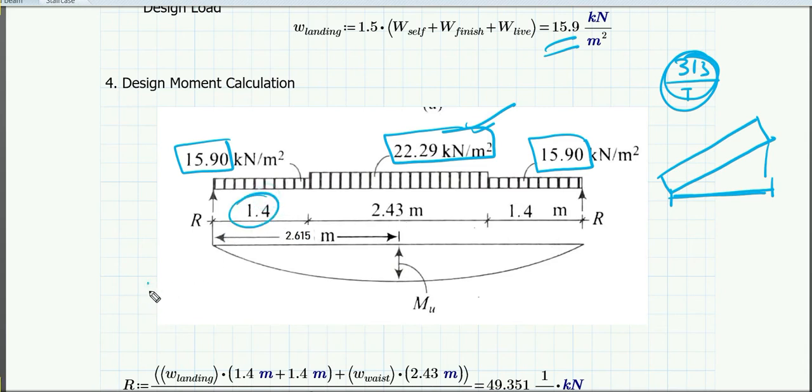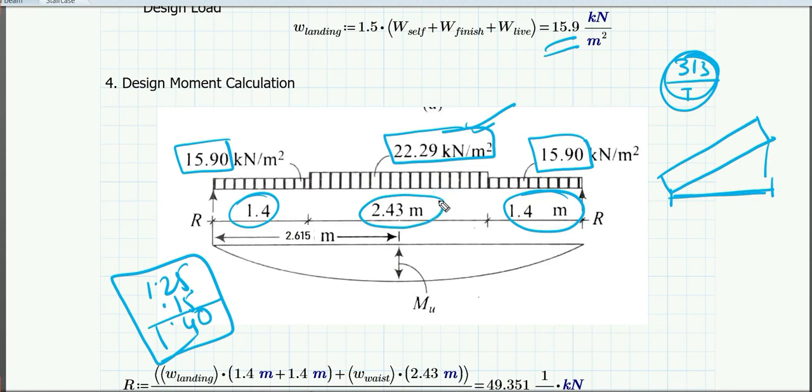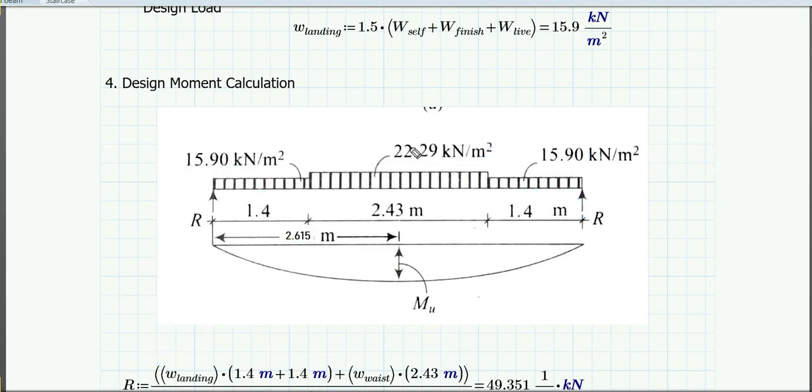This is 1.25 for the landing plus half of 300, that is 0.15, for the support, center to the center of the support, which gives you 1.4. So this is 1.4, this is 1.4, this is 2.43, and the center is 2.615. Now there is nothing but to calculate the maximum moment over here, and the reaction. After only finding out the reaction you can find out the maximum moment. So let's do that.